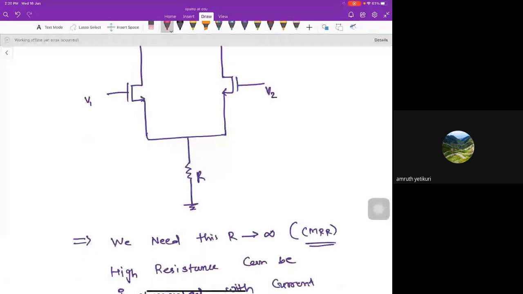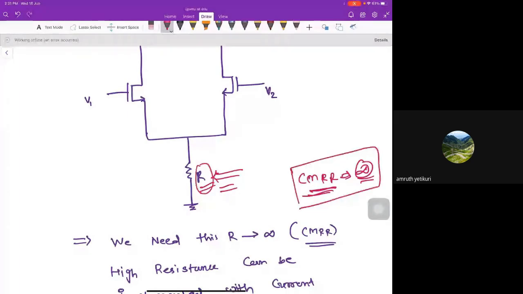But you will see later that in the common mode rejection ratio, there is a term that depends on this resistance value. I need this common mode rejection ratio to be infinity, and it's directly proportional to this R. If R is not large enough, my CMRR will not be good. Why CMRR is good, we will talk about later. Just take a note that from the CMRR perspective, I need this to be very large, ideally infinity.